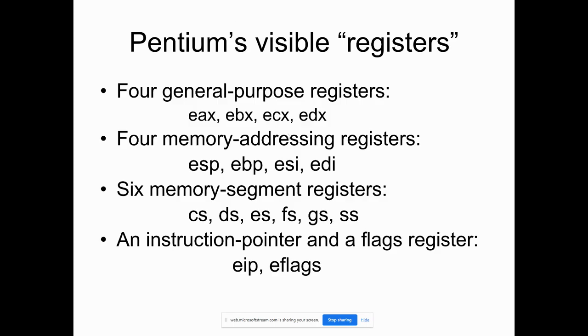So let's have a look at this. When I mentioned earlier that we're going to look at Pentiums, for example, the visible registers. We have, for example, 4 general purpose registers: EAX, EBX, ECX, EDX. And we have 4 memory addressing registers: ESP, EBP, ESI, EDI. 6 memory segment registers: CS, DS, ES, FS, GS, and SS. Instruction pointer and flags registers: we have EIP and EFlags.